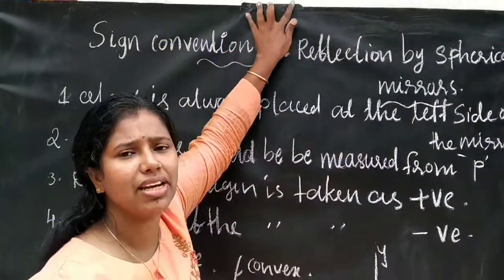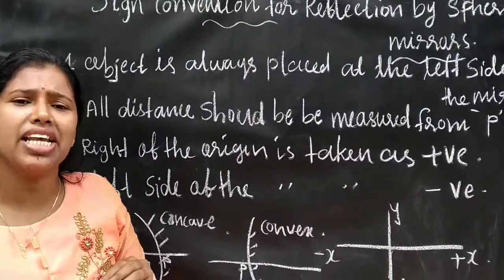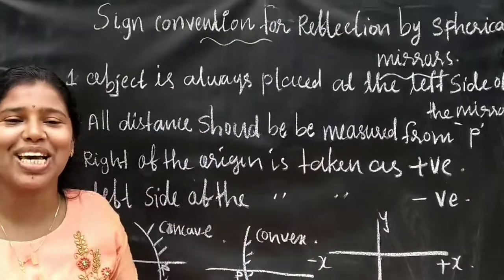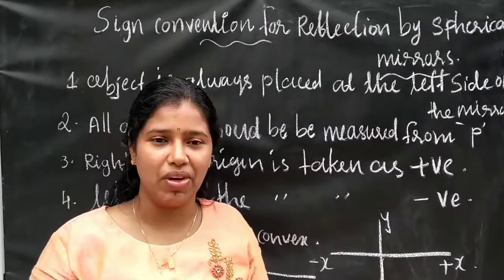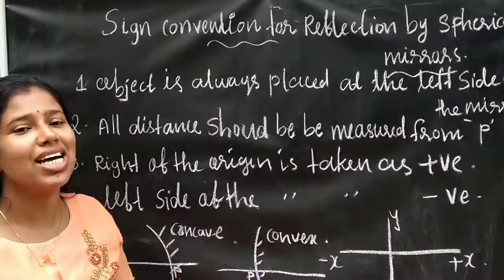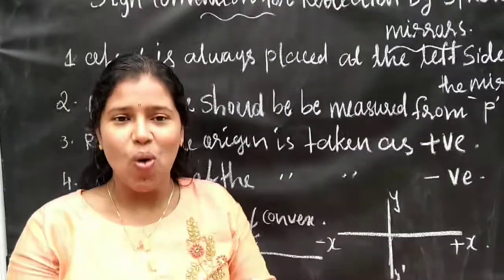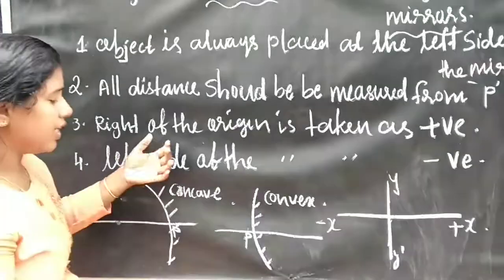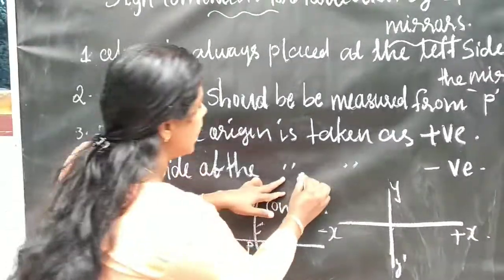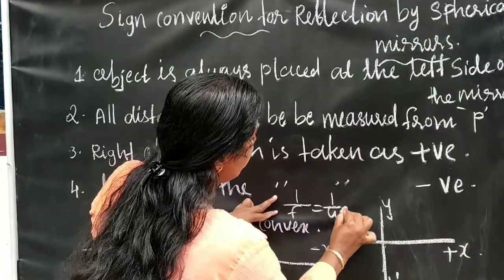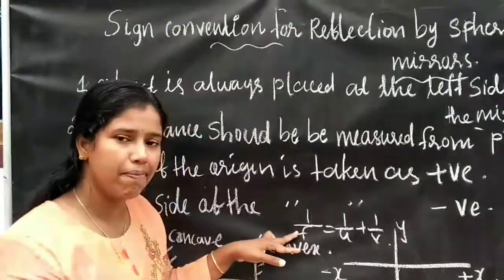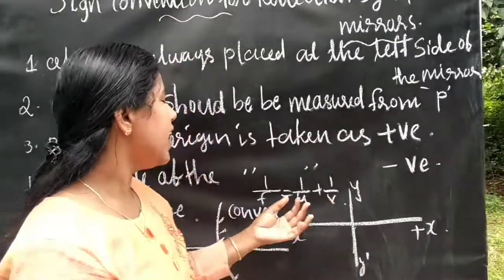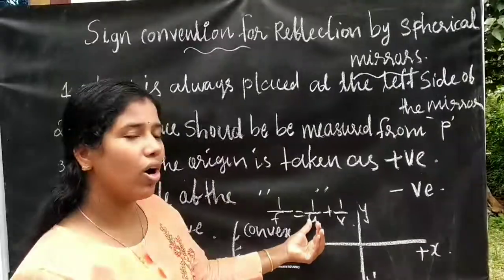Where are we using this sign convention method? We are using this sign convention for the mirror formula we already explained in the last class: 1 by F is equal to 1 by U plus 1 by V. It is the relationship between focal length, object distance and image distance. F means focal length, U means object distance, V means image distance. Then in this case, U is always which one?